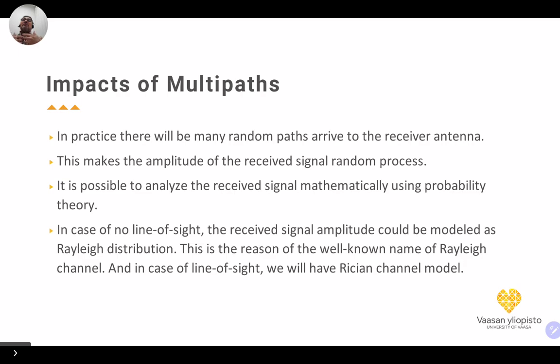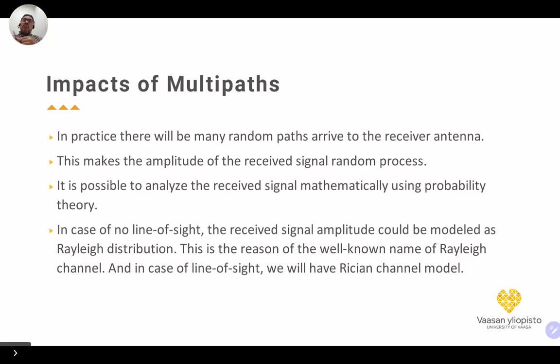And because of this multipath, actually we don't have only one or two paths. Usually in wireless communication, we might have sometimes 10 or more significant paths. As I read many years ago, the total number of paths can reach up to 80. But the most significant ones number between 5 and 10. It depends on the carrier frequency and on the environment itself.